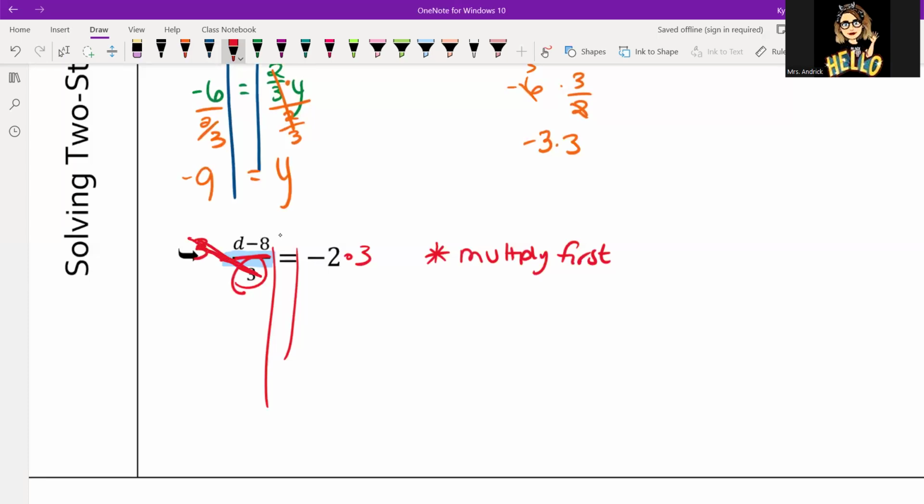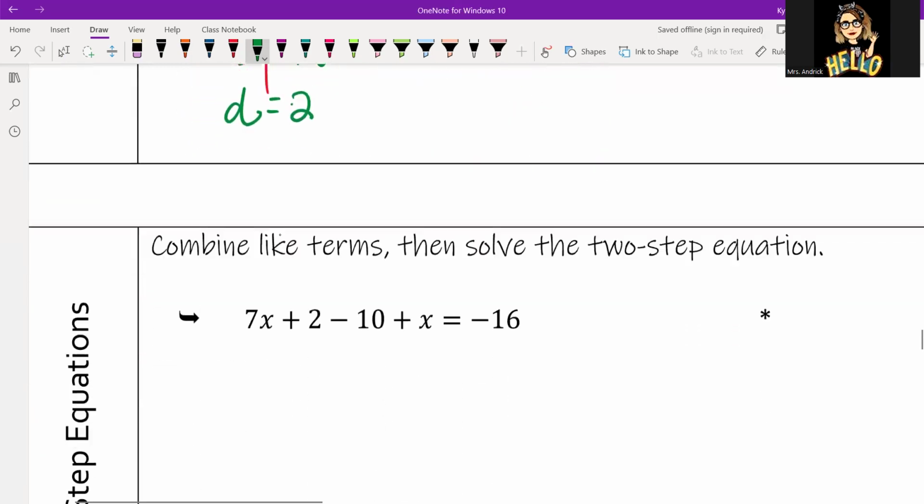This whole thing cancels. I'm left with d minus 8. That whole thing comes down. And then negative 2 times 3 is negative 6. And now we've already done multiplication and division. So now we add 8 to both sides. And we get d is equal to 2. Okay, so that's two-step equations.